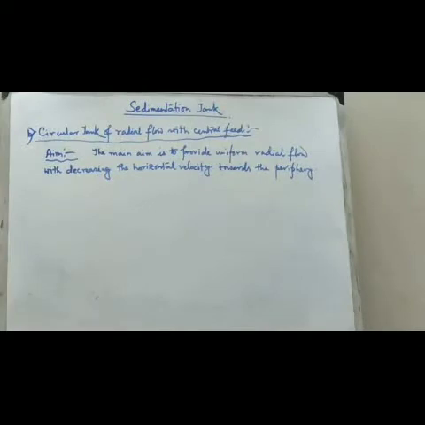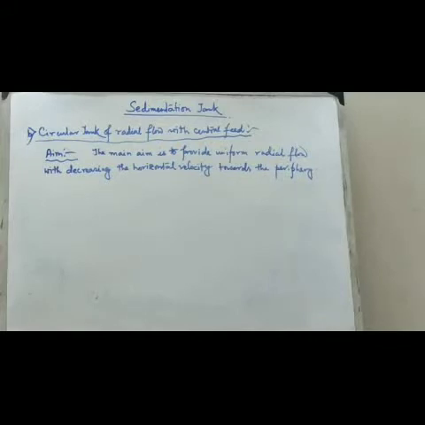So this is the main aim of the circular tank of radial flow with the central feed. The sludge is scraped to the central sump mechanically and continuously, from where it is withdrawn during the operation. So this is all about the circular tank of radial flow with the central feed.